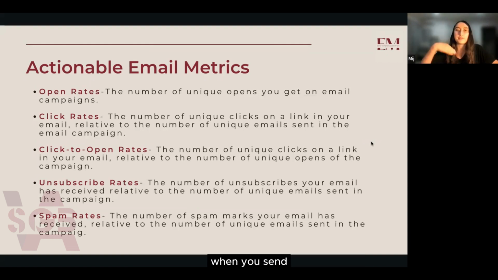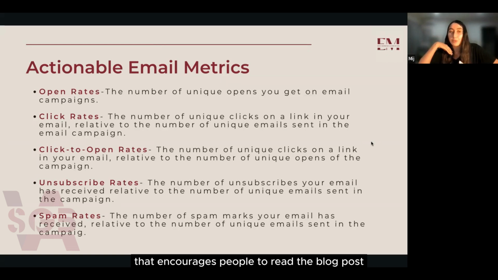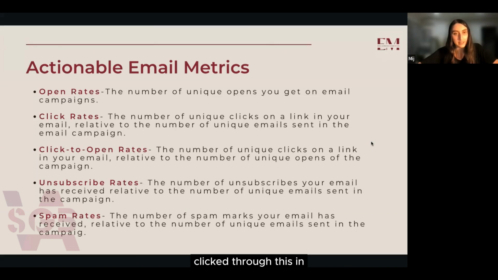When you send, let's say, a relational email that encourages people to read the blog post, or open the Instagram page, you want to see how many people actually clicked through this. It needs to be relative to the number of people that are in the list, right? So it's basically the average.